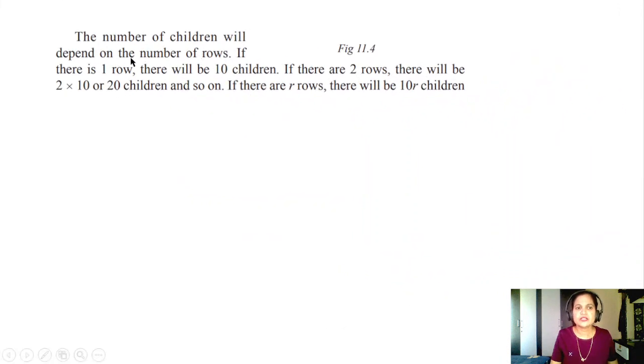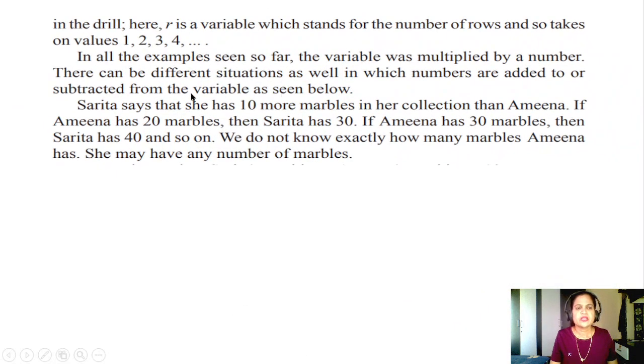The number of children will depend on the number of rows. If there is one row, there will be 10 children. If two rows, 20 children. Three rows, 30 children. r rows, 10 into r children, 10r children. In the drill, r is a variable which stands for the number of rows, so it takes the values 1, 2, 3, 4.